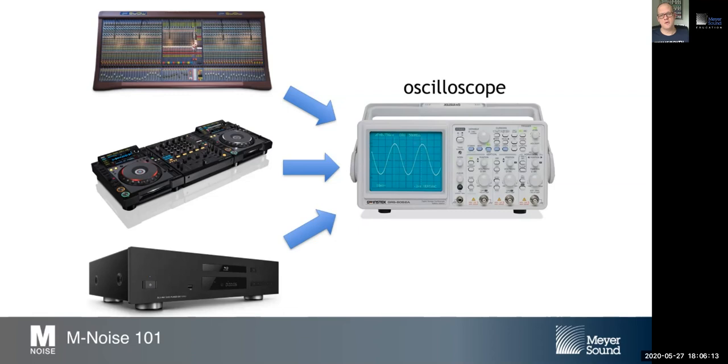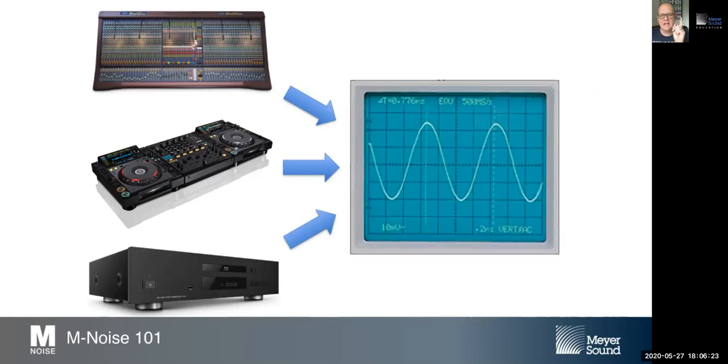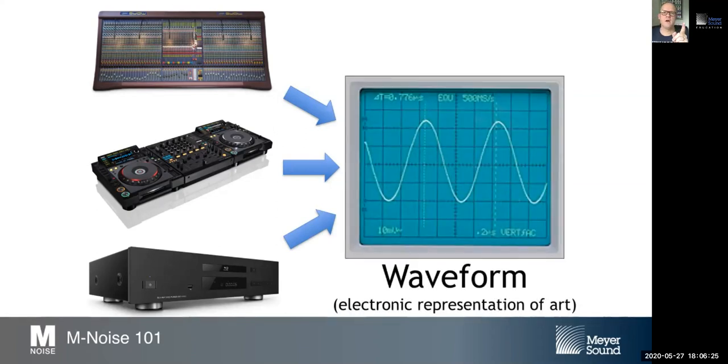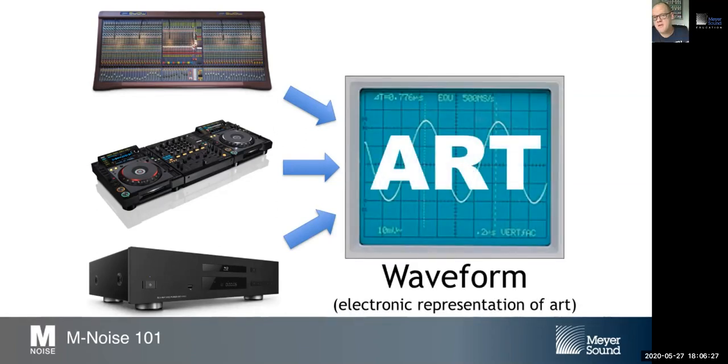that represents John Williams' music. Now, why do I start with this metaphor? Because that waveform, regardless of what it looks like, that depends on the program content, is the electronic representation of art. It's the very thing that you're typically trying to preserve. But if you do large-scale sound reinforcement, or small-scale for that matter, you want to amplify this art. You want to make it all the way up to the second or third balcony.